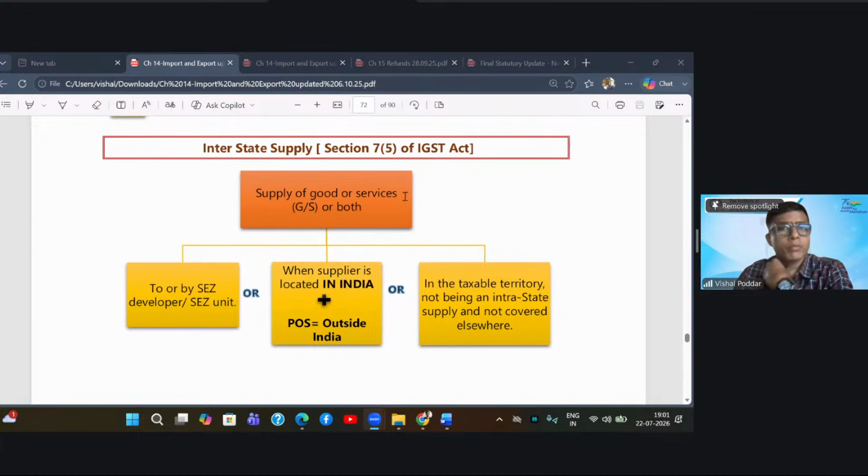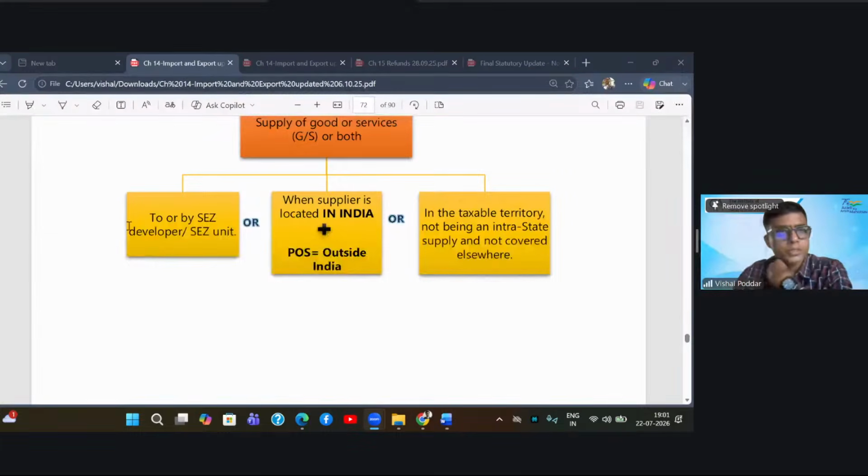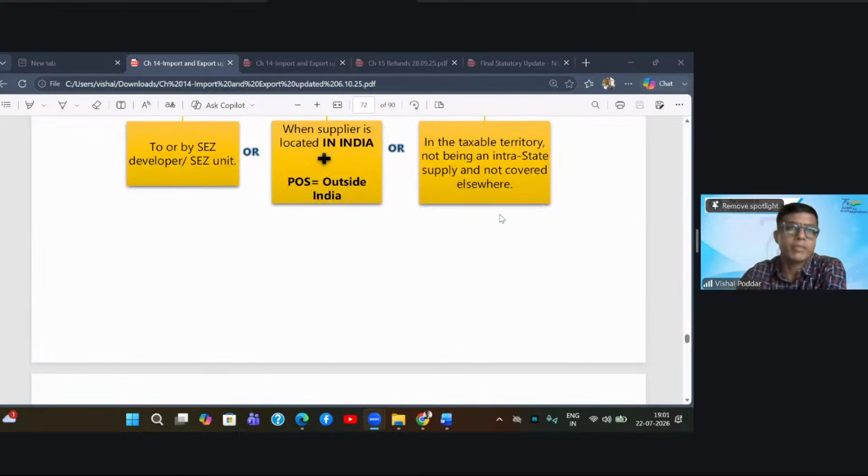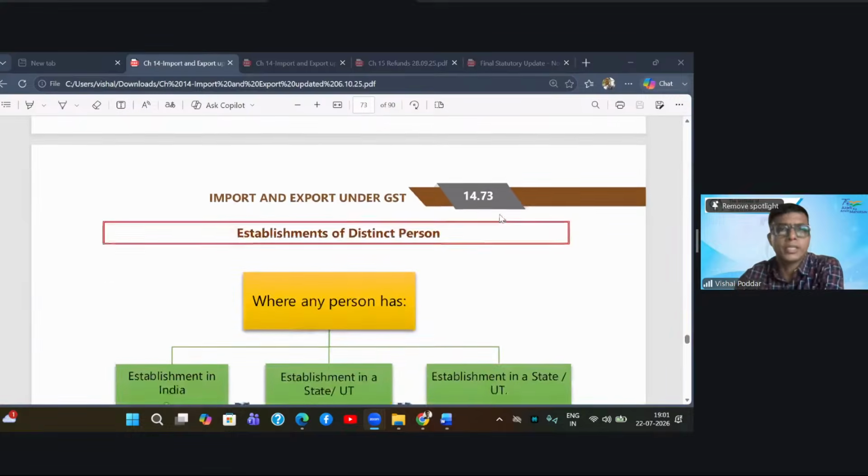It says that supply of goods or services or both, first, where it is done to an SEZ unit or developer, or it is done by an SEZ unit or developer, in both cases will be treated as interstate supply. Or where the supplier is located in India and the place of supply is outside India, it is again interstate supply. Or where it is in the taxable territory, but it is not covered in intrastate supply, and it is also not covered elsewhere. So what is not covered anywhere will fall in interstate supply.